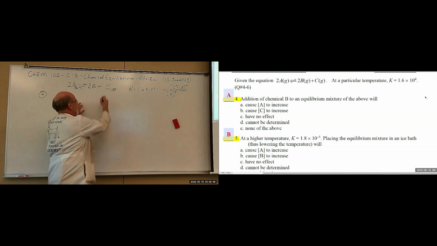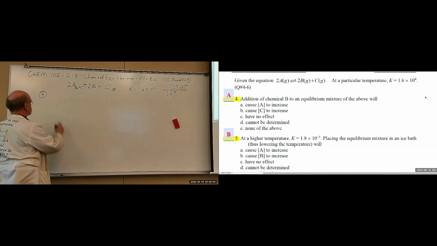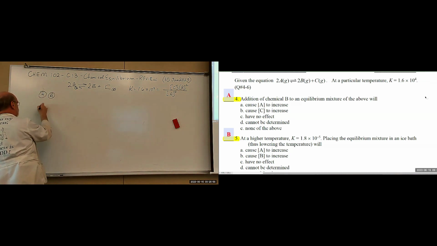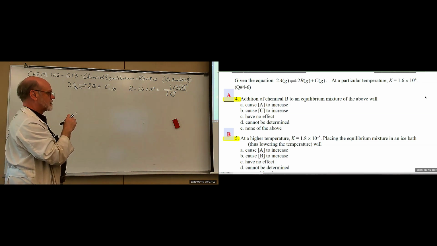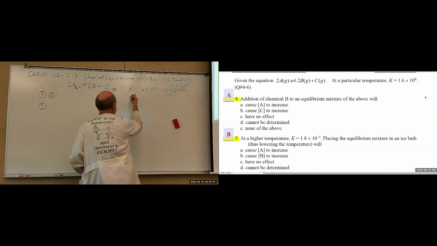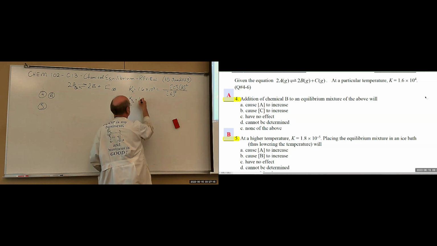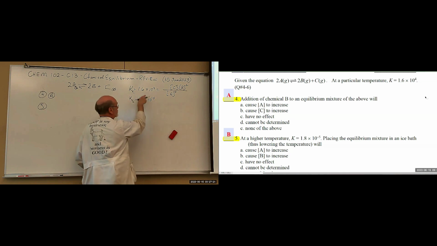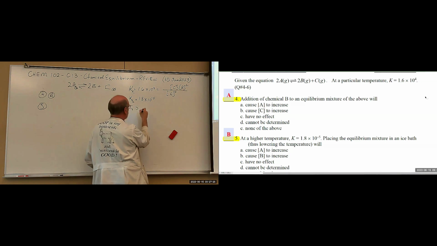Addition of B. All right, that's on the product side. So addition of B is going to drive it to the left and A is going to increase. All right, so that's true. A is the answer to that one. At a higher temperature, K equals 1.8 times 10 to the minus 5. So this is at T1, and at T2, we've got 1.8 times 10 to the minus 5. So now K has decreased considerably, and T2 is greater than T1.